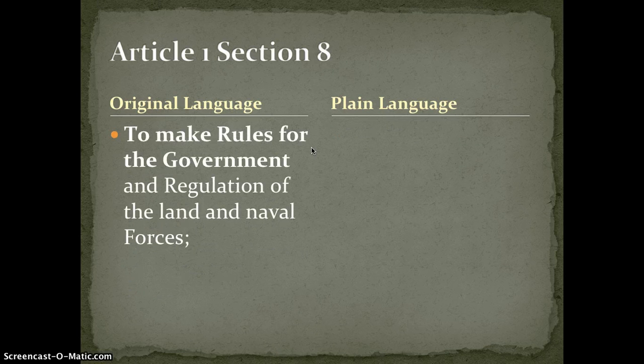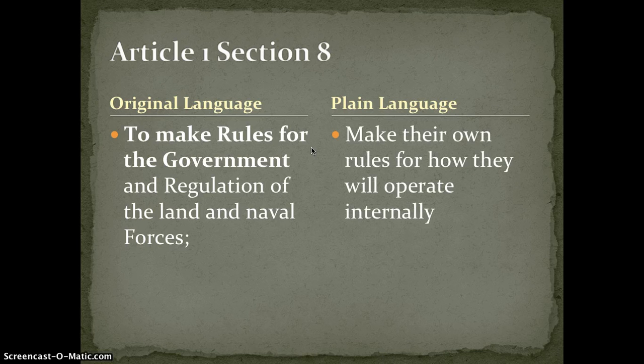They can make rules for the government, which means they decide how they operate. They decide how the presidential branch should operate. They make all the rules. What can the government do and what can't the government do? They make those rules. Now, of course, the Supreme Court makes sure that those rules don't violate the Constitution, but as long as they don't violate the Constitution, then they get to happen.